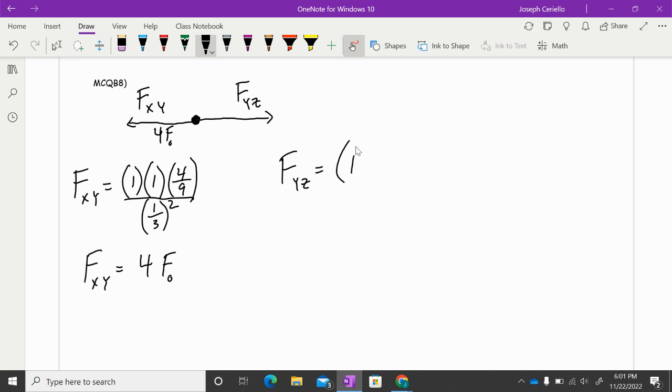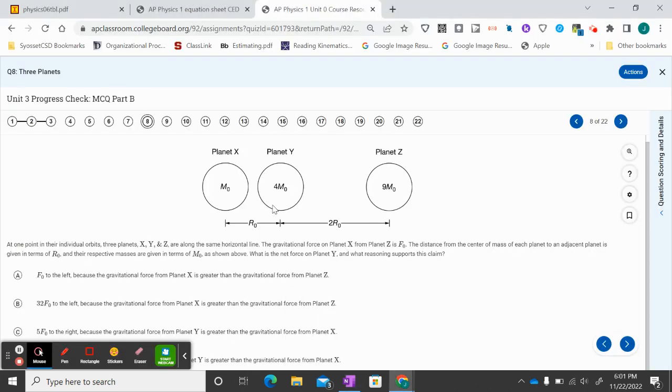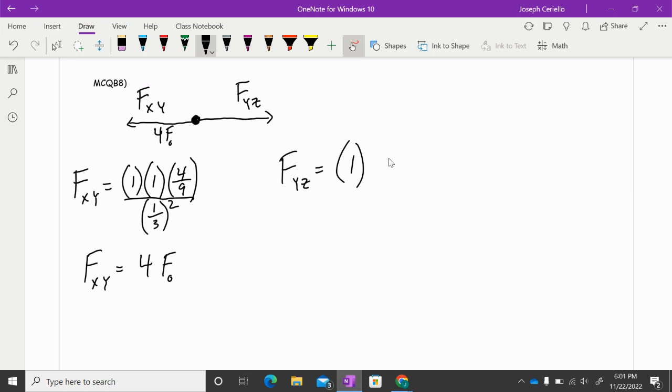So of course, big G isn't changing, so we make that a 1. Again, our original case was m naught and 9 m naught. Now between Y and Z, it's 4 m naught and 9 m naught. One of the masses is not changing, and the other one is being quadrupled. The one that's not changing is 9 m naught. The one that is changing is m naught to 4 m naught.